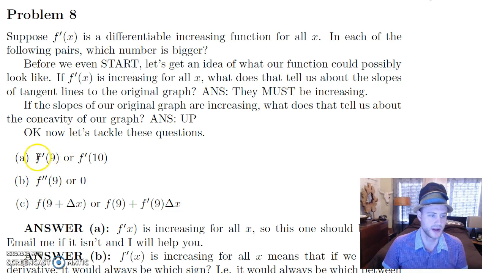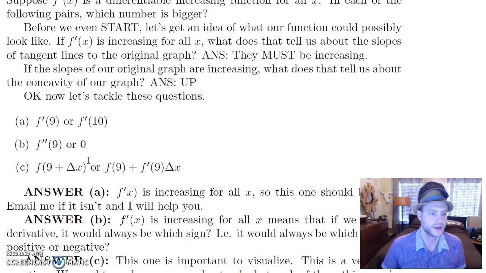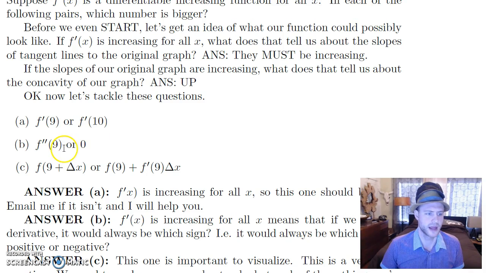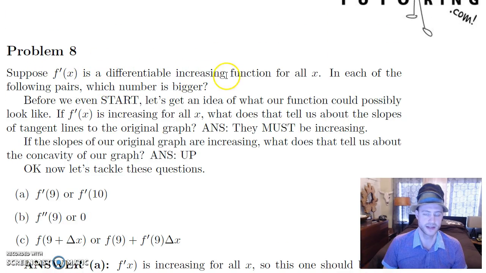Part A: what's bigger, f prime at 9 or f prime at 10? What do you think? f prime is increasing for all x, so not much more to say about that. Email me if you have questions on that. Now, what's bigger? The double derivative or zero. What does the double derivative mean? The double derivative is the rate of change of the first derivatives. Well, what's happening? They're always increasing. The first derivatives are always increasing. That's what this says.